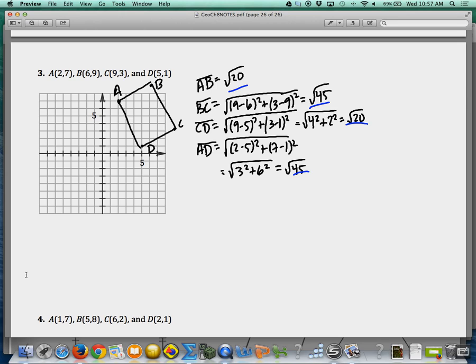First of all, did anybody get the same measurements I did? All of mine are right? Yeah. Oh, good. Okay. So, AB is root 20, and CD is also root 20. BC is root 45, and AD is root 45. Based on those markings and on these numbers, which family does this fall into? Parallelogram. Okay, so you're going to write that. It's a parallelogram. Why? Because opposite sides are congruent.